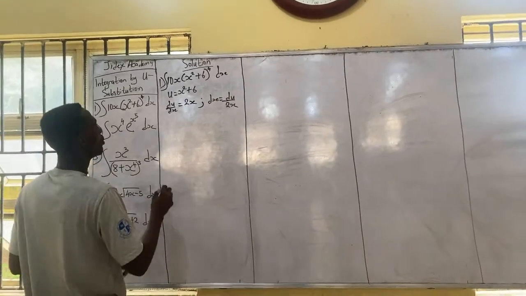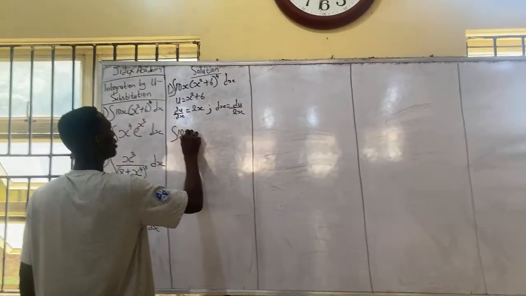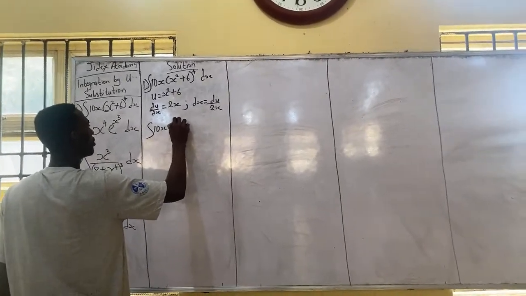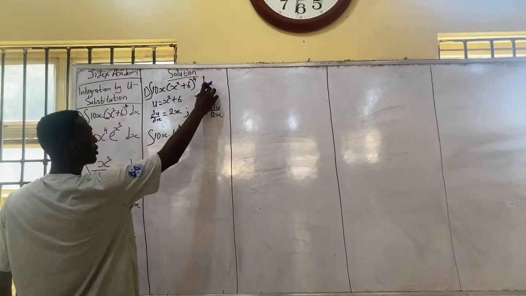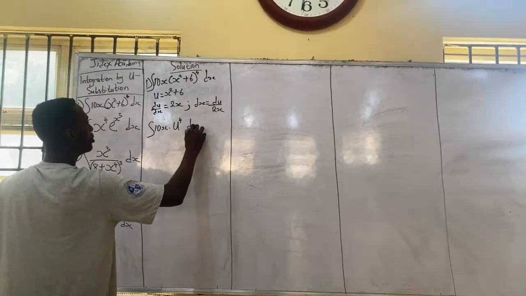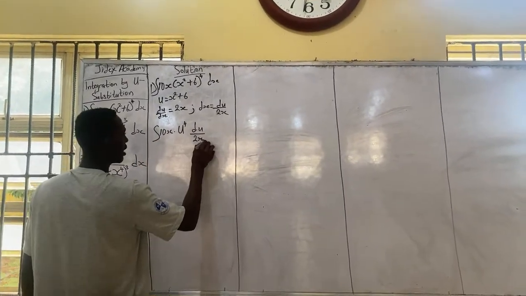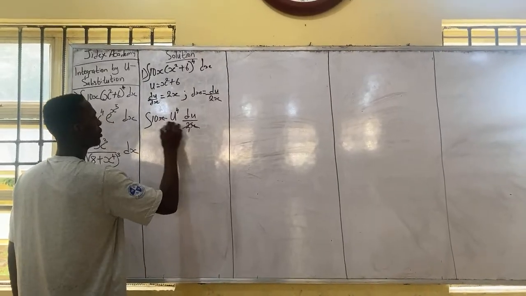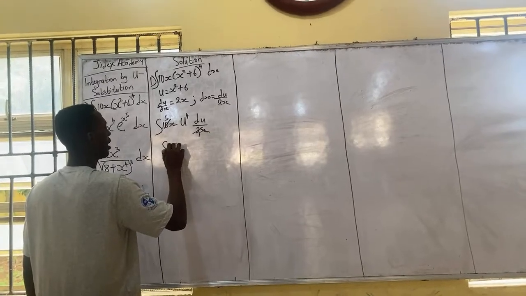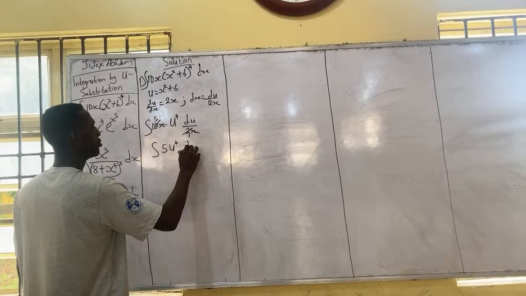Alright, so we can now rewrite by saying integration of 10x times u to the power of 4, then dx is equal to du over 2x. So this can easily cancel out: 2 here into 10 gives 5. So we are now integrating 5u to the power of 4 du.